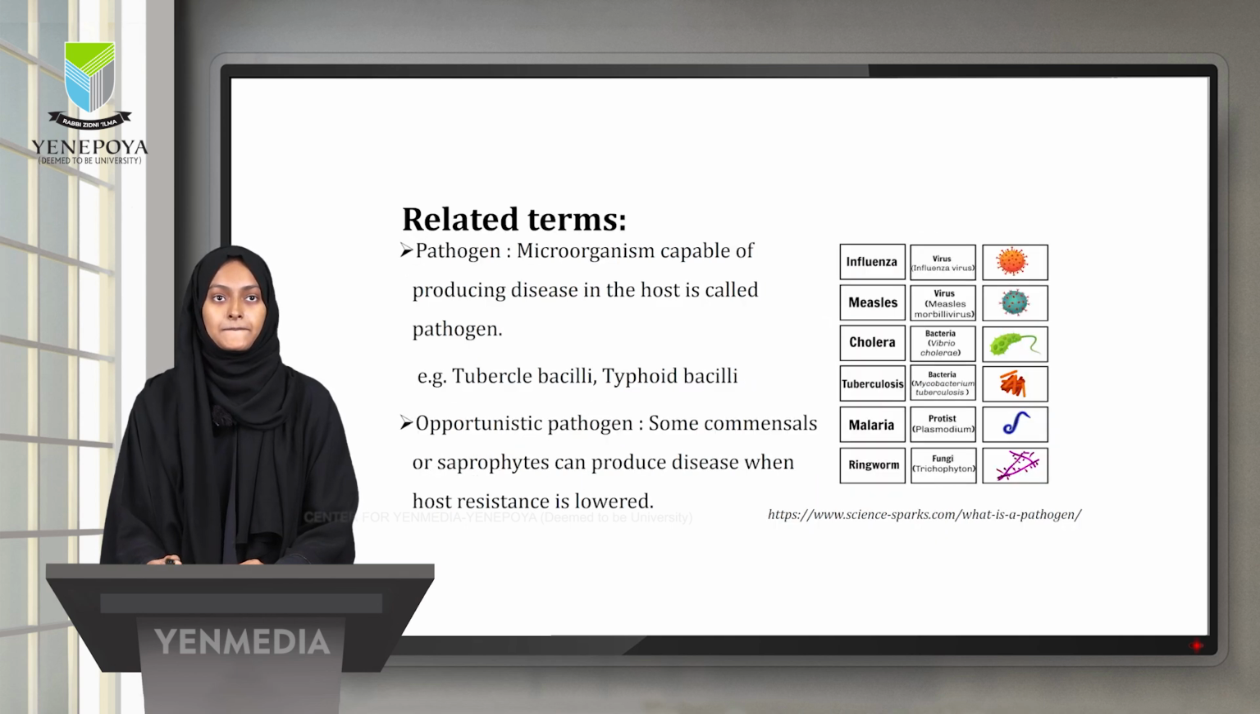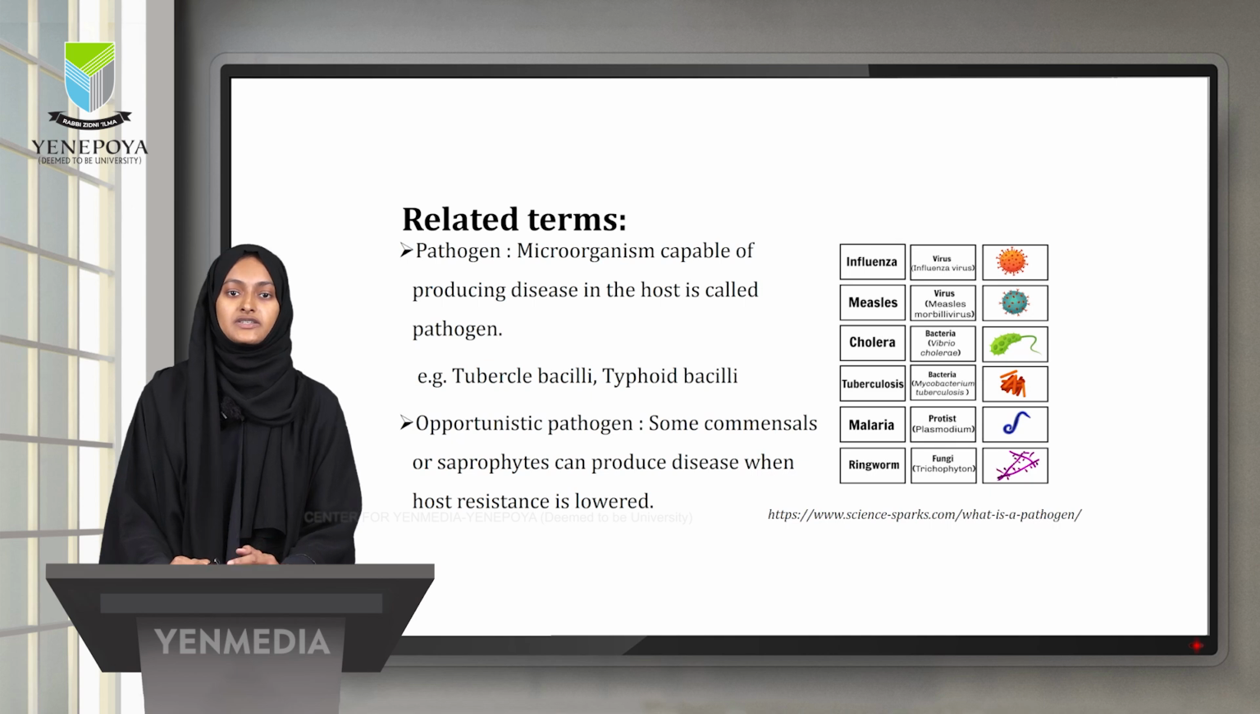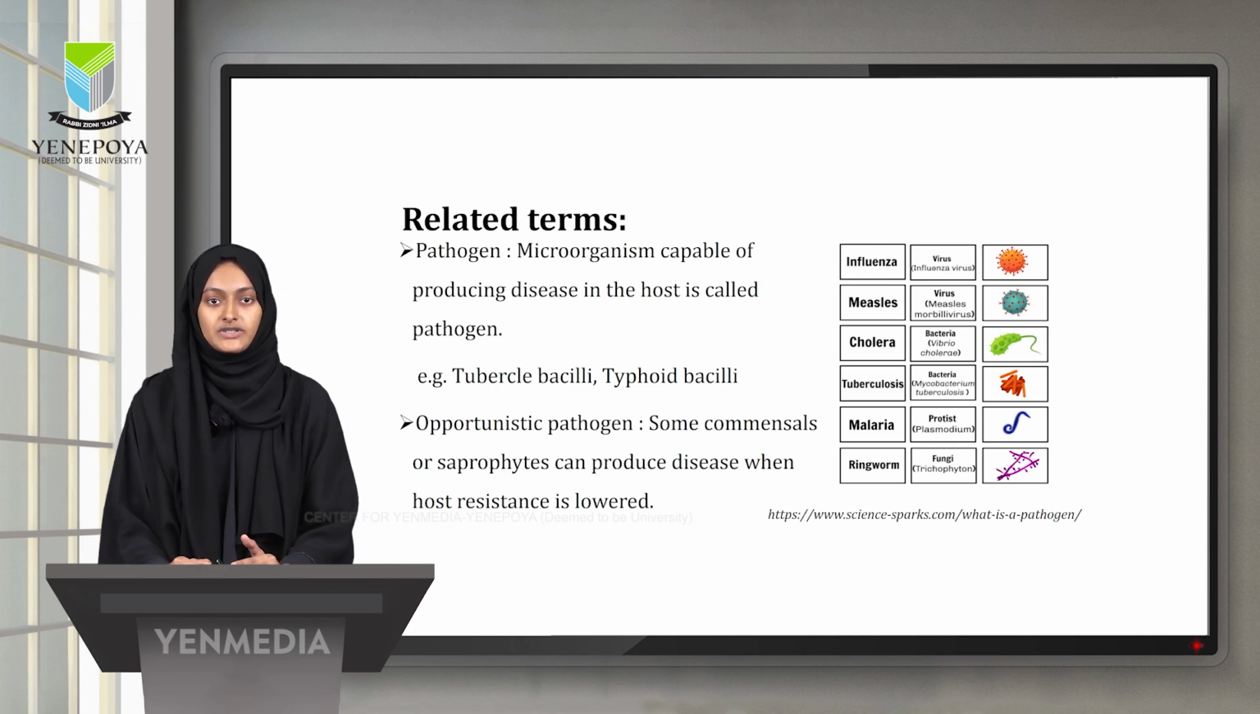gastrointestinal tract. So apart from these three terms, there are other terms which we should know. The first one is the pathogen. A pathogen is a microorganism which is capable of producing a disease. For example, tubercle bacilli, which is a causative organism for tuberculosis, typhoid bacilli, which is responsible for typhoid. Opportunistic pathogen. So there are commensals or saprophytes. They produce disease only when the host resistance is lowered, and that may be during injury or any underlying infectious disorder like AIDS.